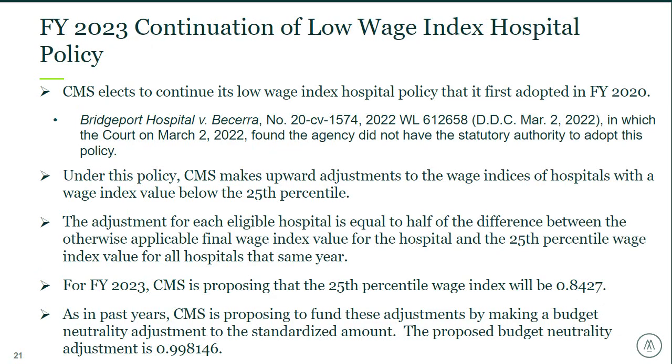CMS has elected to continue its low wage index policy whereby it boosts the wage index for hospitals with a wage index value below the 25th percentile. This is despite a provider favorable decision to the contrary from district court that is still working its way through the system. And while the lawsuit technically involves only fiscal year 2020, the court's decision may have implication for 2023 and beyond. So CMS has elected just to continue with its policy while that continues to work through the system. Essentially, the lower 25th percentile receives additional funding as a result of the higher 25th percentile, and it establishes this wage index at 0.8427 in order to accomplish that.